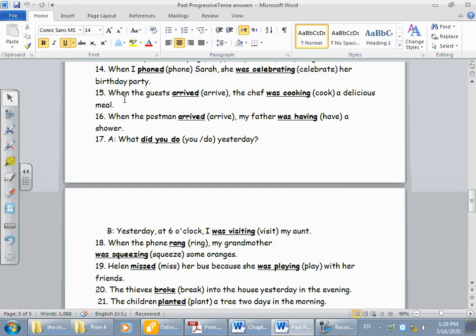Number 15: When the guests (arrive), the chef (cook) a delicious meal. After when, past simple, arrived, and then past progressive, the chef was cooking.